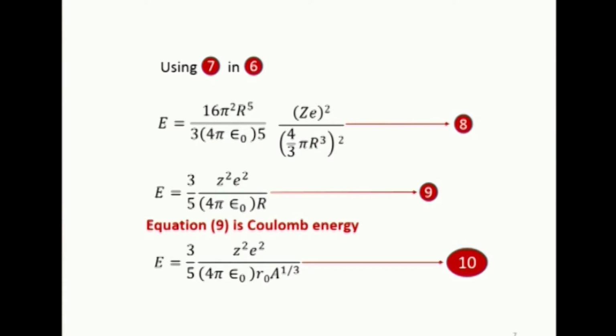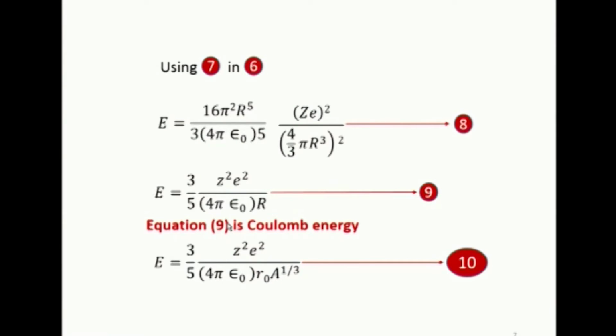Why am I saying that? Other parameters are constant. We get 3 is constant, electronic charge e is constant, 5 and 4 pi epsilon 0 are all constant. So the variables are only Z and R. So the Coulomb energy depends on the atomic number, that is the number of protons, and also the nuclear radius. So equation 9 is the expression for the Coulomb energy inside a nucleus.